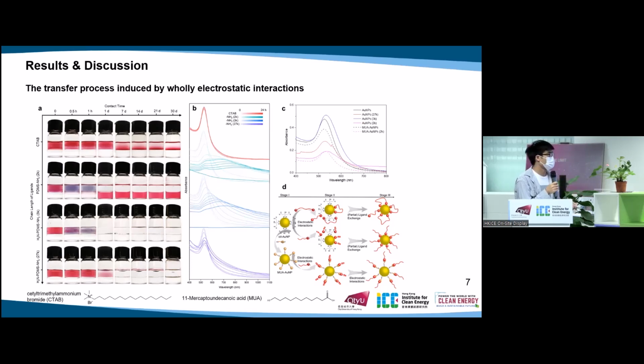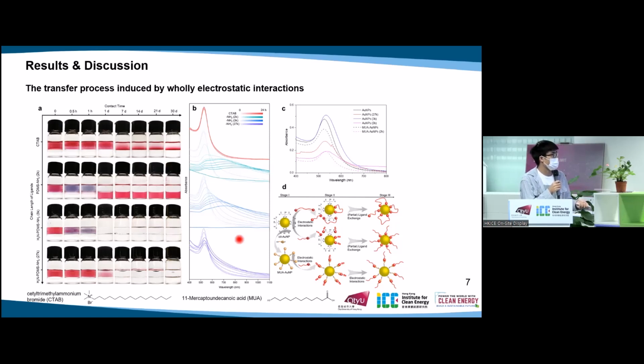And we observed that in the cases of this 2K PDMS and the 3K PDMS, the aggregation of the nanoparticles occurred in this aqueous phase. However, only the 2K amino PDMS succeeded in transferring nanoparticles into the organic phases with a rather faster speed.